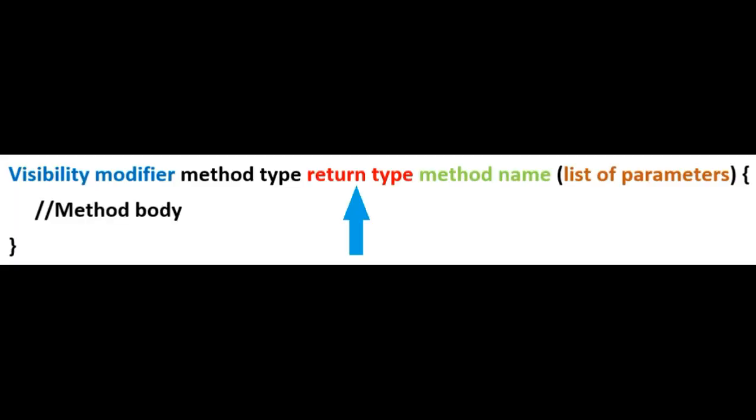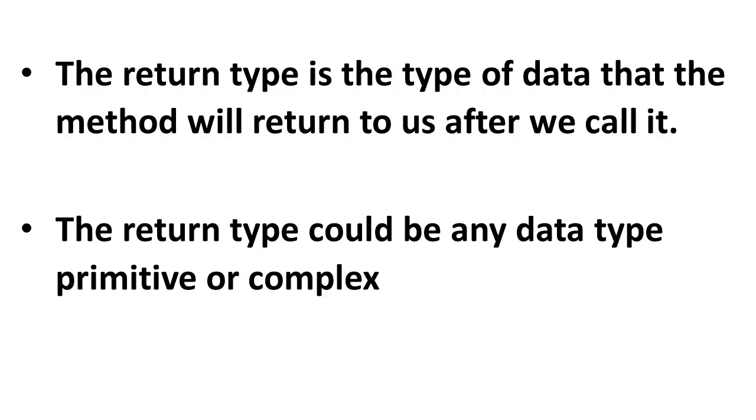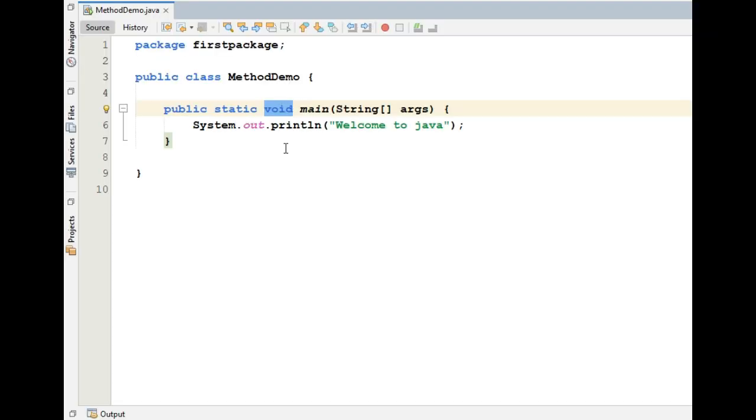After that, every method in Java has a return type. The return type is the type of data that the method will return to us after we call it. The return type could be any data type, primitive or complex, like string or date or int or short or byte, and many more.